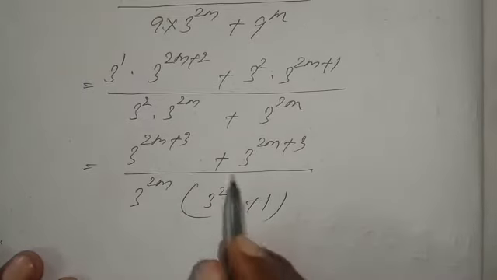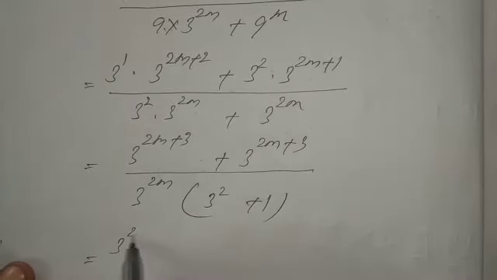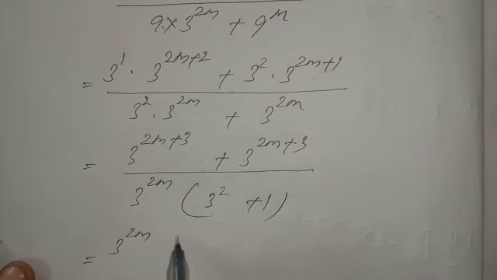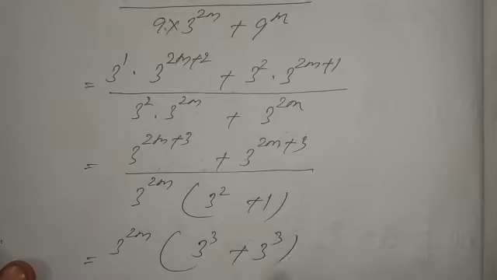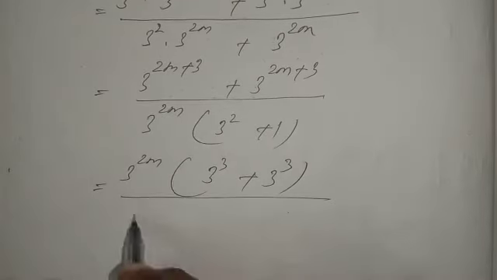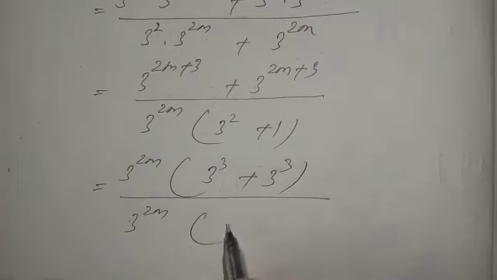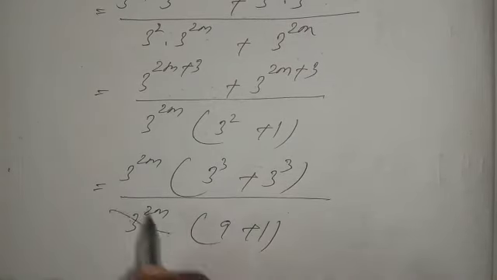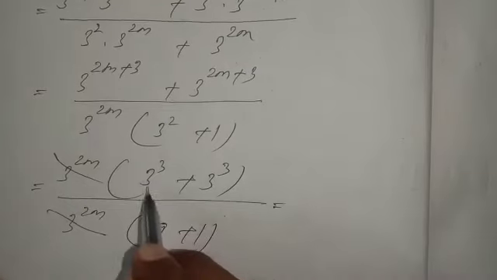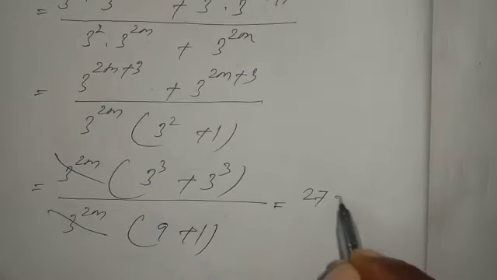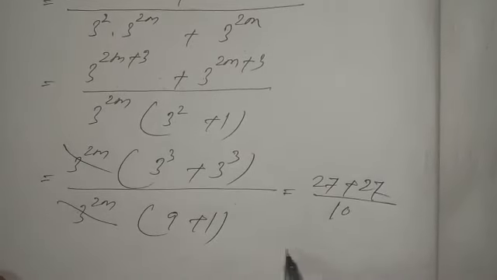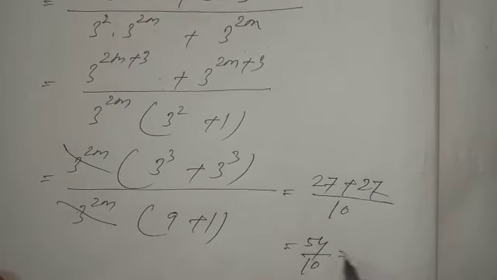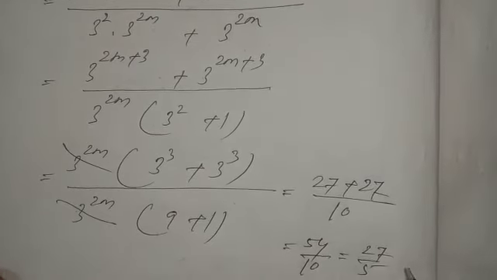Okay, and in the numerator you can take common 3 to the power 2m. What is left here? 3 to the power 3 plus 3 to the power 3 left. And here 3 to the power 2m, 3 ka whole square means 9, 9 plus 1, this cancels out. 3 to the power 3 means 27, 27 plus 27, 3 ka whole cube means 27, 27 plus 27 divided by 10. How much is coming? 54 by 10 means 27 by 5.